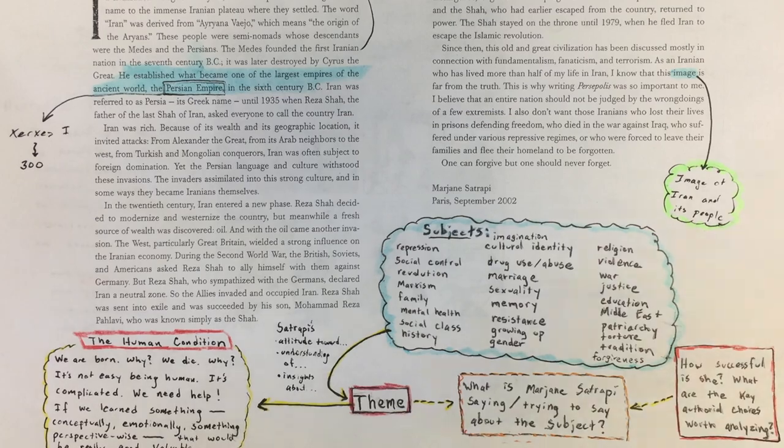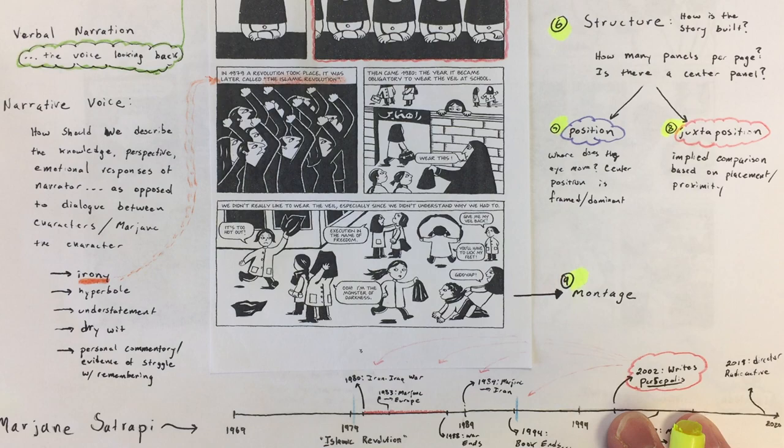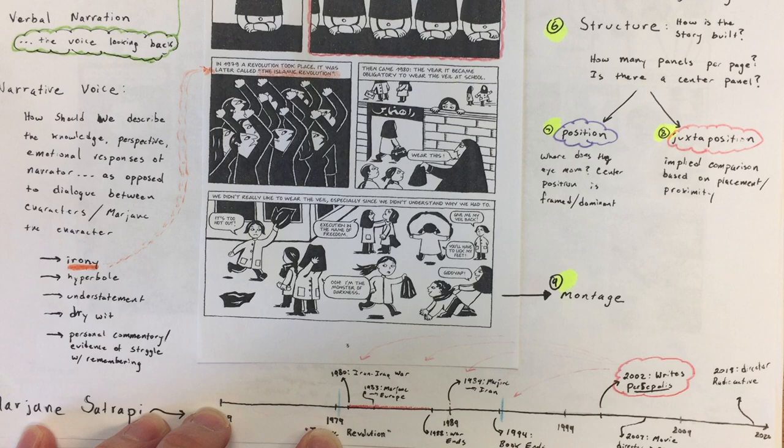Welcome back. Part two, authorial choice in Marjane Satrapi's Persepolis. Yeah, we talked about all this stuff, but I forgot to mention one thing.